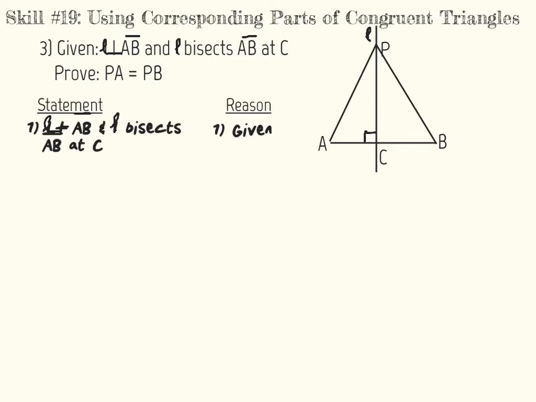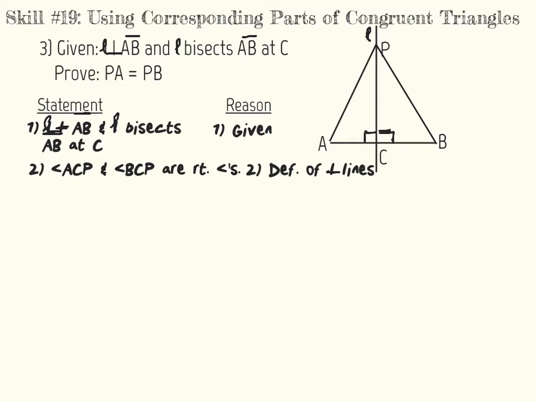So we start with what we are given, and that would be L is perpendicular to AB and L bisects AB at C, and that's our given. Okay, so the next thing I'm going to look at is right here, how these two are perpendicular. So I'm going to use the definition of perpendicular lines to say that they are right angles. So angle ACP and angle BCP are right angles, and that's definition of perpendicular lines.